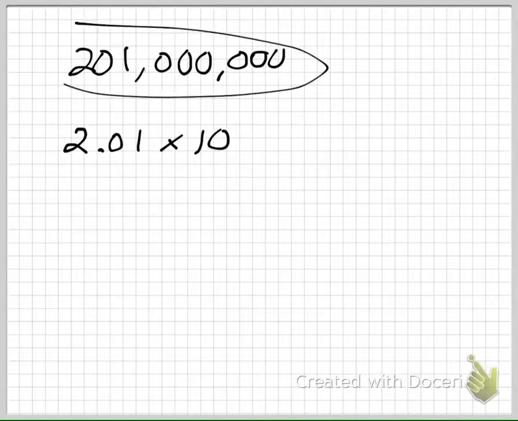Now, this is a very big number. Agreed? 201 million is a big number. When you do scientific notation, all that means is that the exponent for the 10 is going to be a positive number. If it was a very small number, something less than 1, like 0.0000201, now the exponent would be a negative number. Does that make sense? It means it's less than 1.